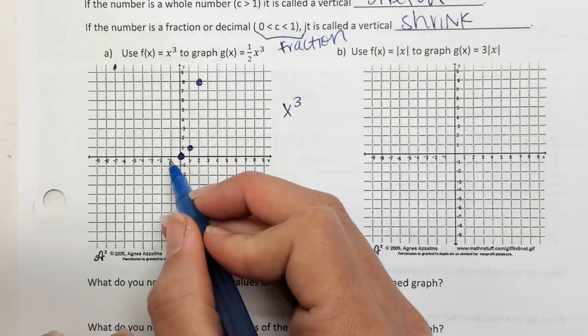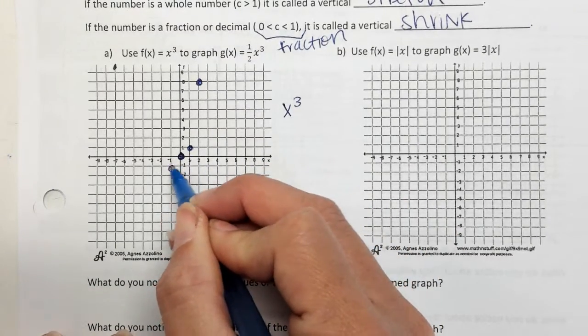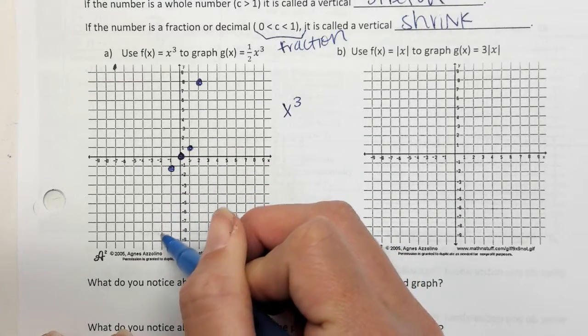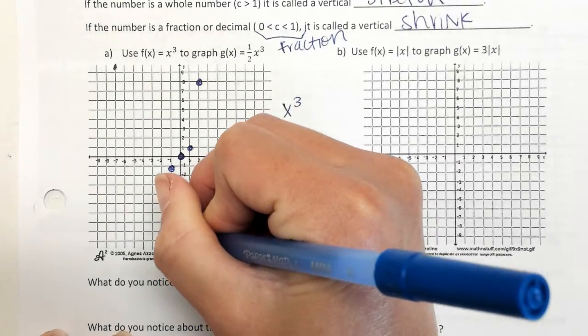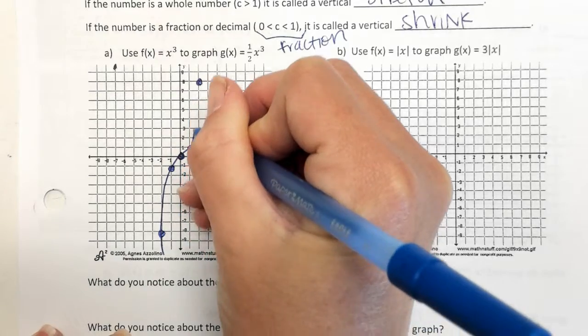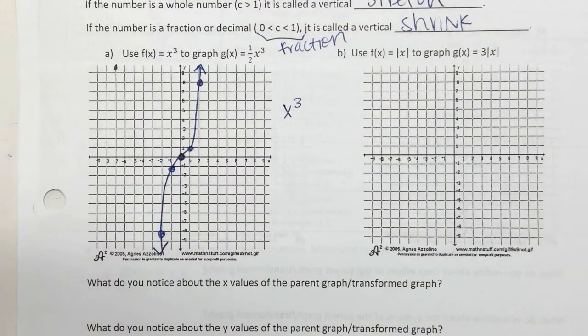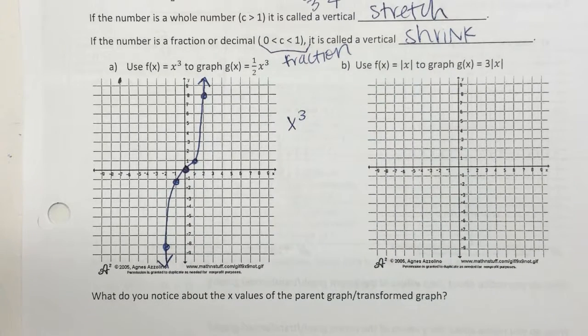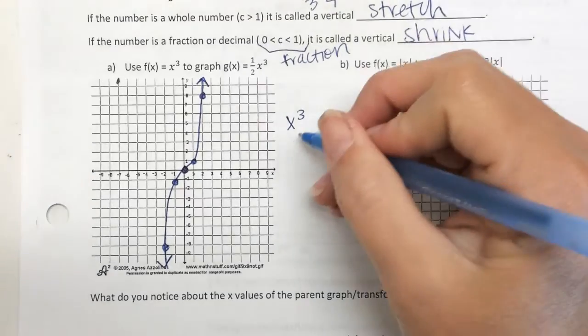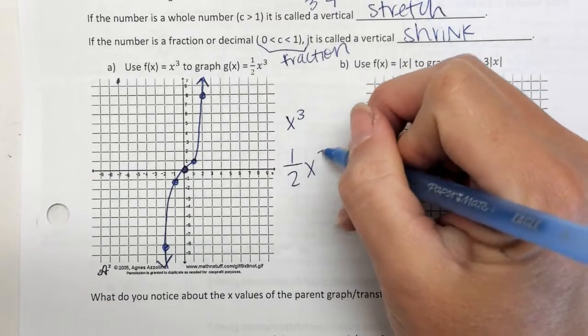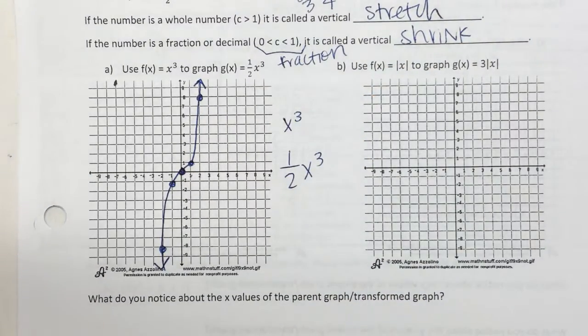Alright, what's negative 1 cubed? And negative 2 cubed? Good. Go ahead and draw your parent function. So this is what x cubed looks like. Now the only difference between this parent function and this function is that it's multiplying everything by 1/2, right? So easy way to do this, we could multiply all our y values by 1/2.